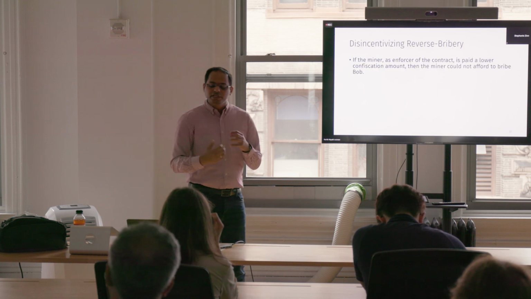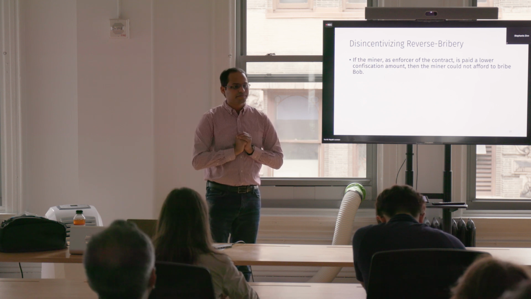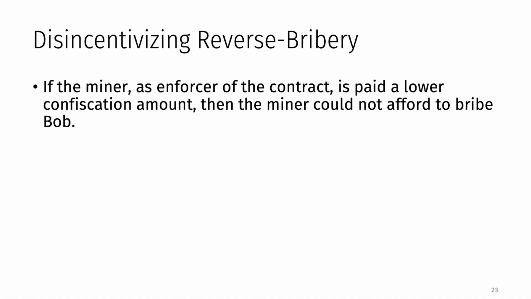So let's start with the easier goal: if I were to disincentivize reverse bribery, what would I do? The idea is that if the miner, as the enforcer of the contract, is paid a lower confiscation amount, then perhaps the miner cannot afford to bribe Bob. So how much lower should I go? Note that Bob gets vcall in an honest execution. So if the miner gets less than or equal to vcall, at that point reverse bribery will not happen. The miner does not have enough funds to bribe Bob.